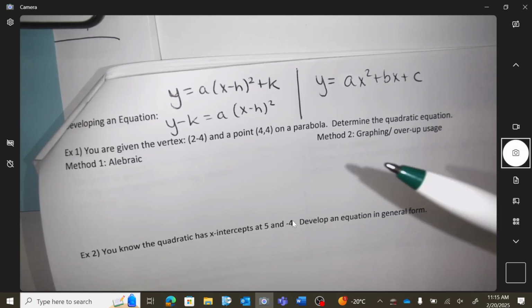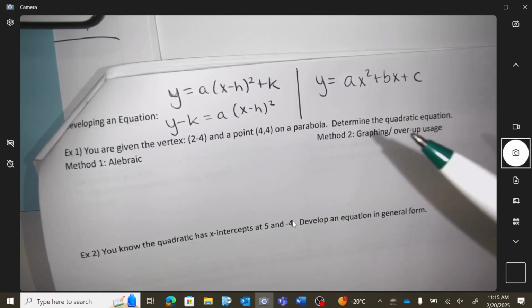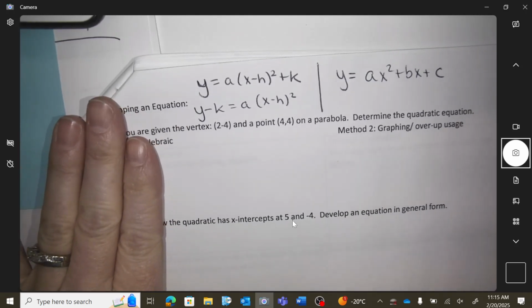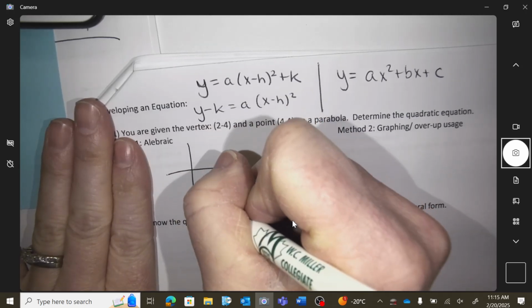Okay, question 1. You're given a vertex and you're given some other point. We're going to figure out the equation. Okay, there are two methods to this. One's algebraic and one's the graphing method. I'm just going to do the graphing method because every time I've tried both, everybody picks the second one anyway.